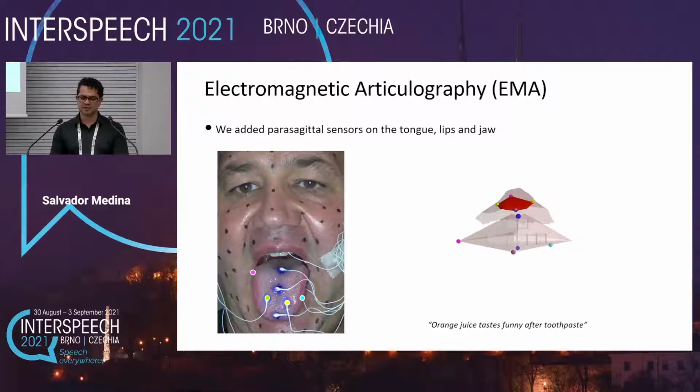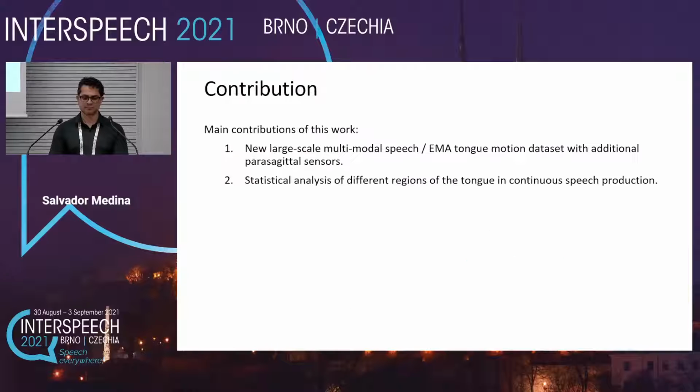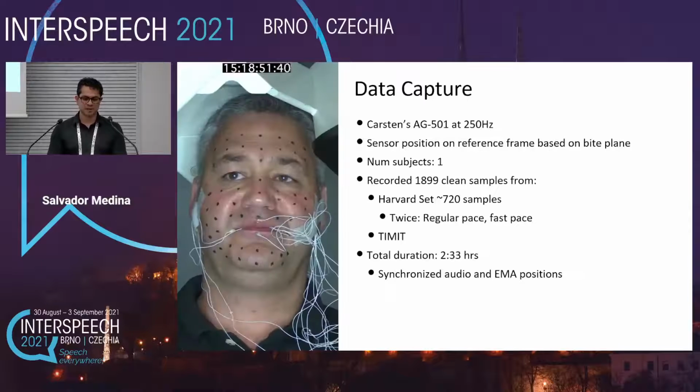Even though it doesn't have the resolution, as Vincenzo showed us, you get a better understanding in 3D of what's happening there. So the main contributions of this work are: we are providing a new large-scale multimodal speech-to-EMA tongue motion dataset with additional parasagittal sensors to the midsagittal sensors. And we made an analysis to check that the parasagittal sensors are providing relevant information that you could also be capturing on the midsagittal setup.